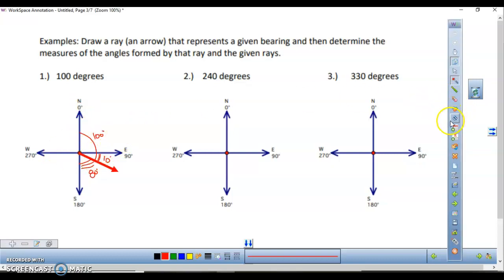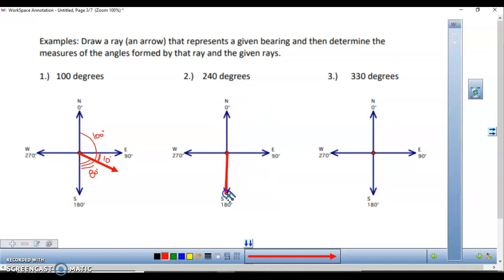Let's do another one: 240 degrees. I'm going to start here at 0, and I'm going to rotate around. I'm getting bigger. I'm at 90. I'm at 180. I'm not at 240 yet. If I'm at 180 and I need to get to 240, that's 60 degrees past 180. I don't know why it stopped there. Let's try that again. So this is 90, 180.